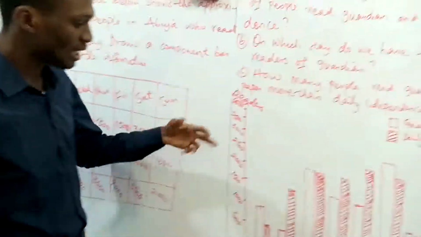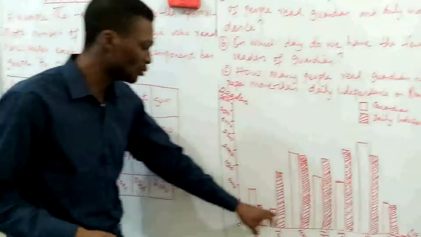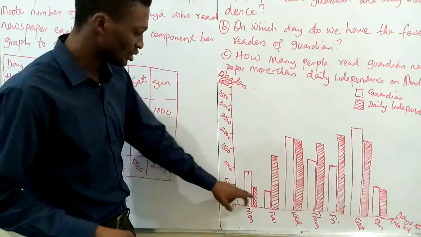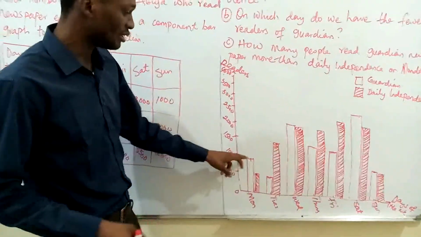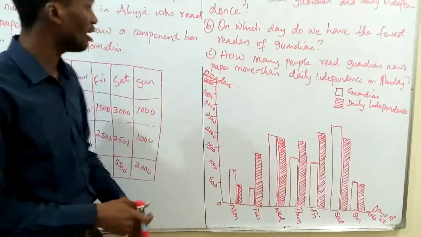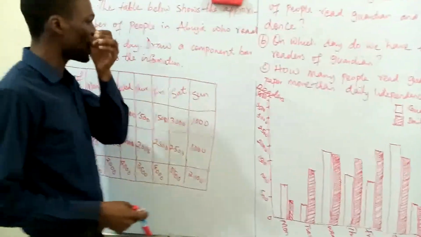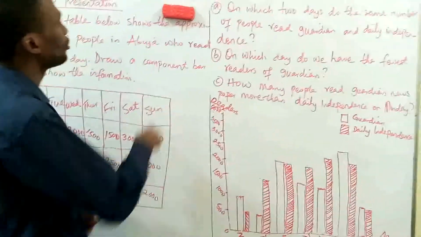Like I said earlier, just like a single bar chart, the spaces in between should be equal, and we should have the same width. All the bars should have the same width. Now we use this component bar chart to answer the questions that follow.